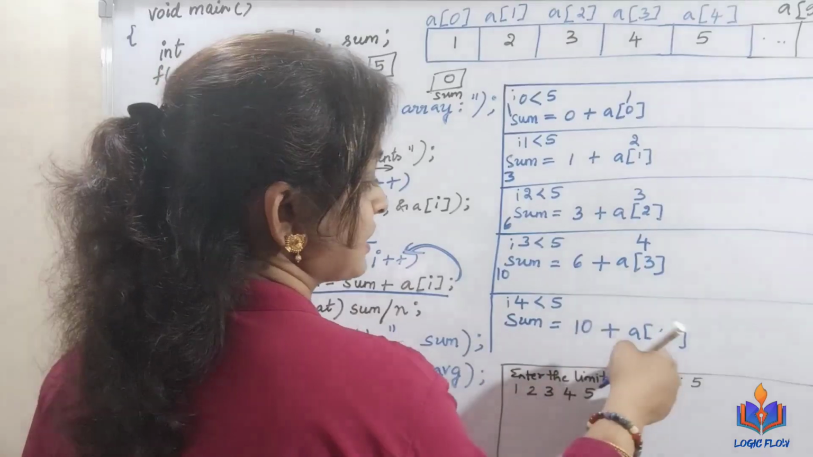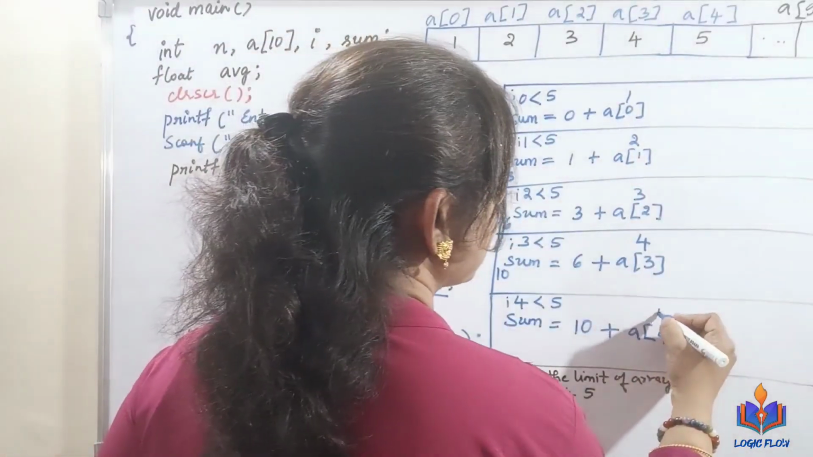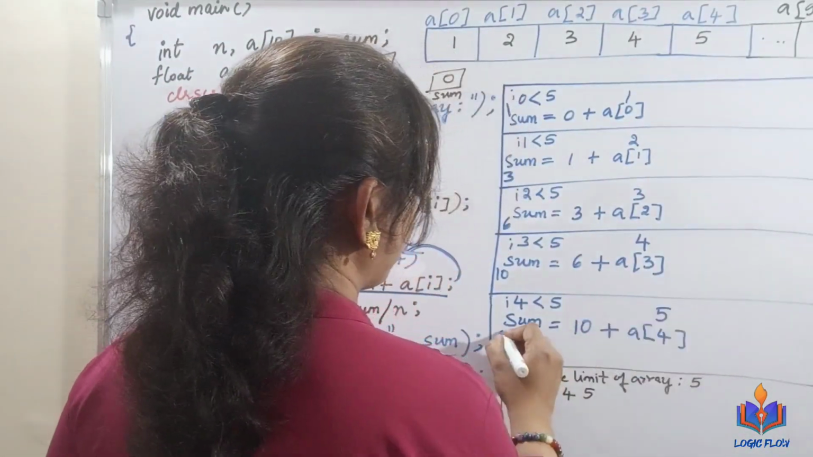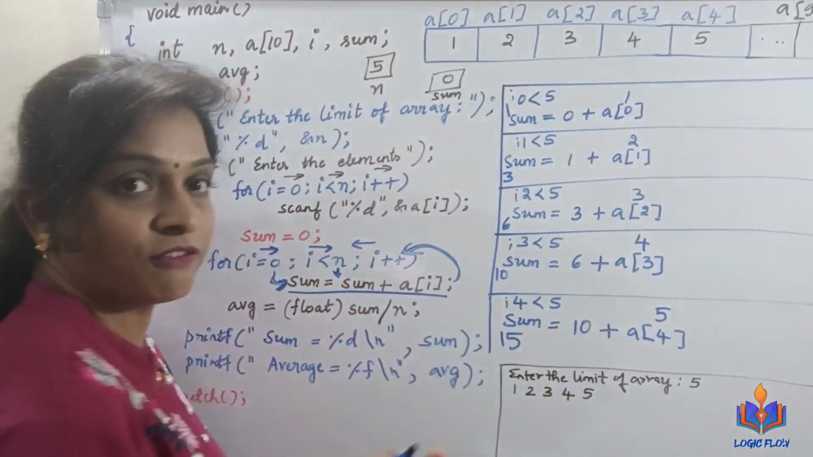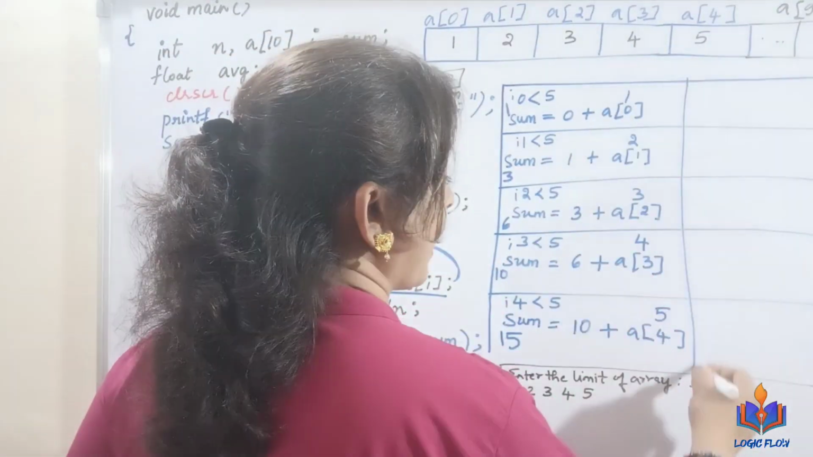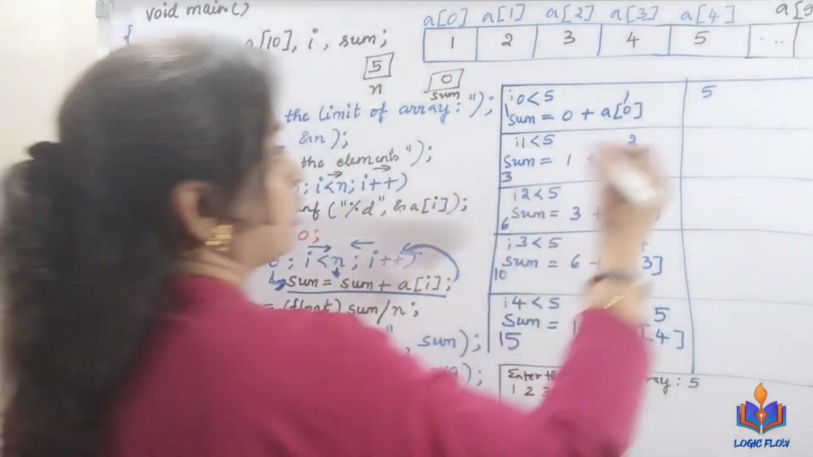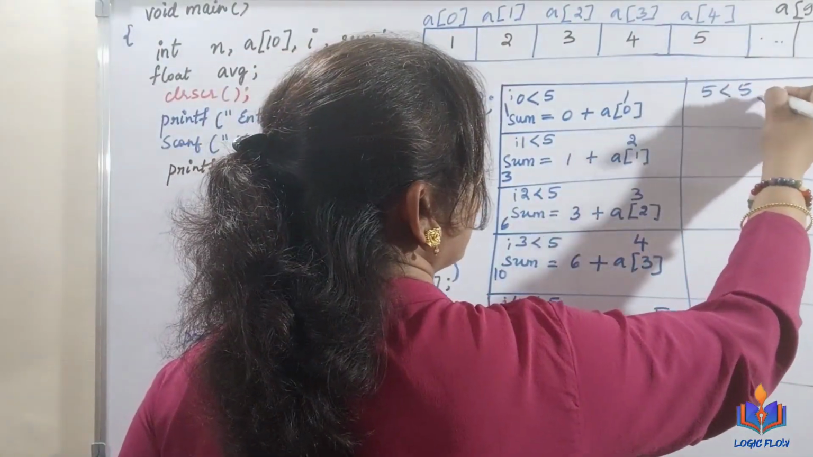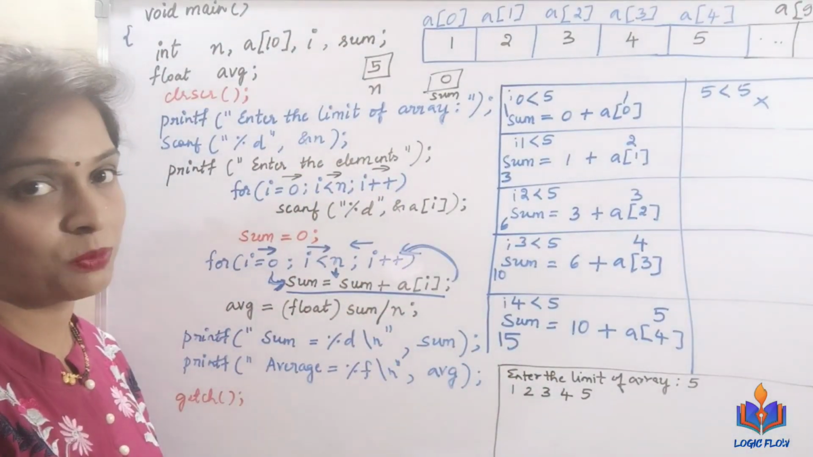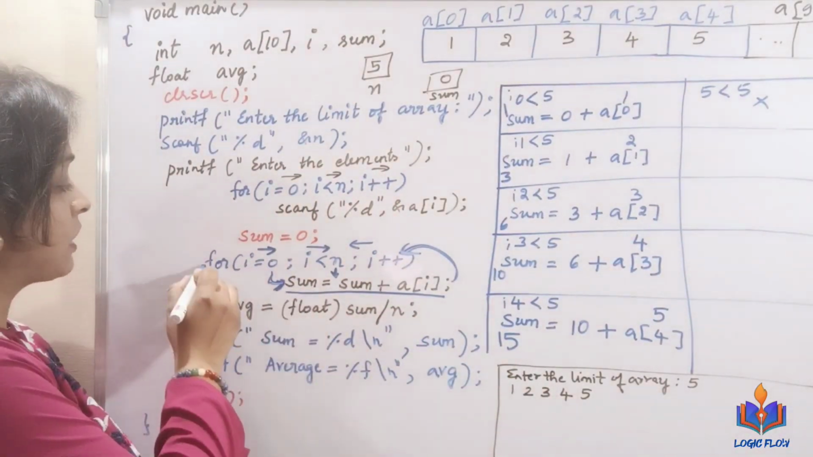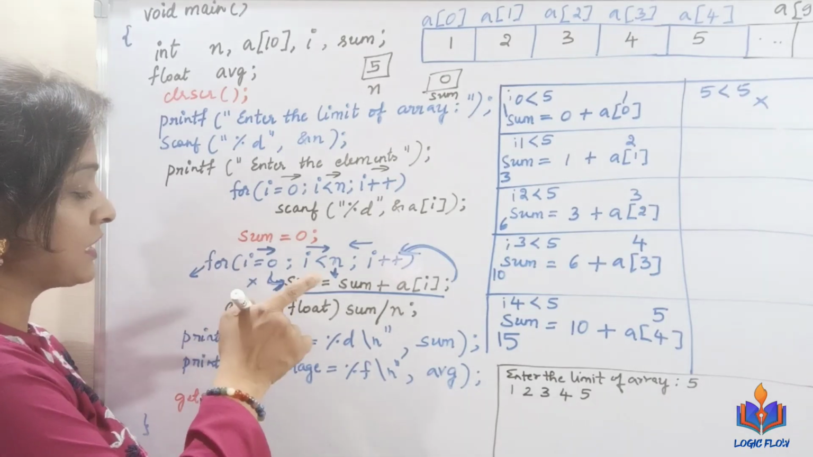So it is a of 4. What does a of 4 mean? It is 5. 10 plus 5, what is the sum value? It is 15. Then again look back. Now the i value gets incremented to 5. Is 5 less than 5? What happens? The loop gets terminated. When the loop gets terminated, this immediate statement gets skipped.